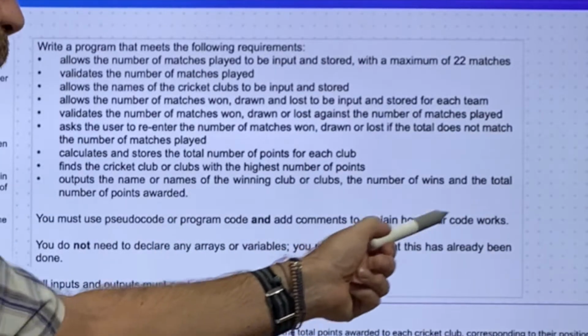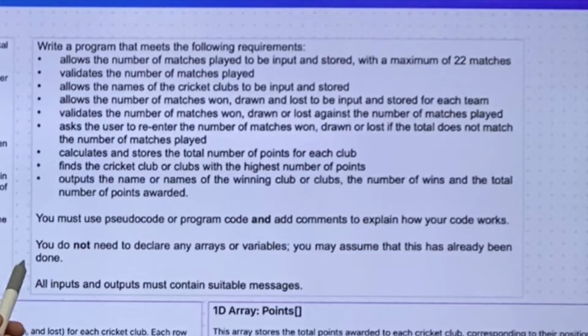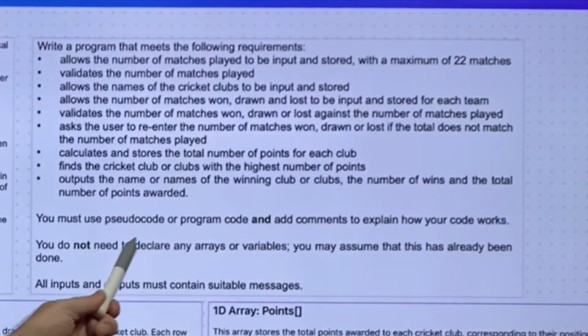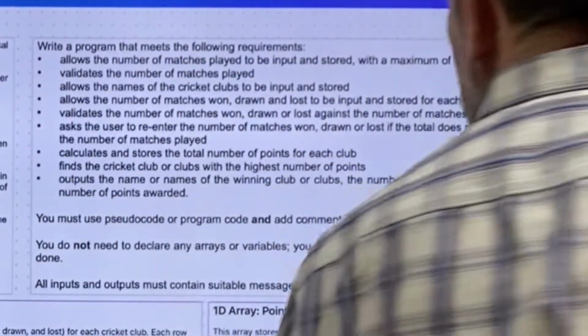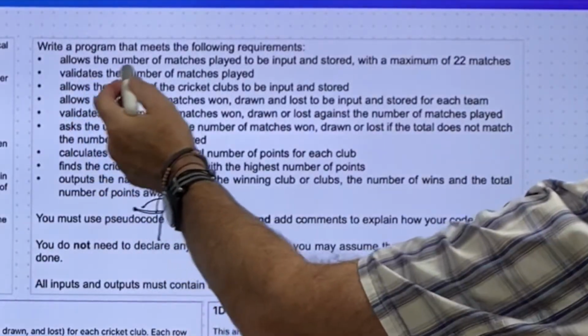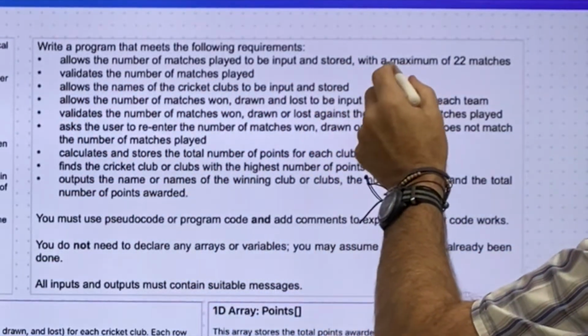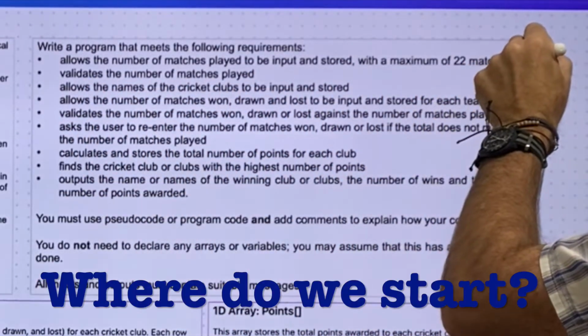And add comments to explain how your code works. You do not need to declare any arrays or variables. You may assume that these have been done already, but you need to produce suitable messages for all the inputs and outputs contained. So, we'll start. Allow the number of matches played to be inputted and stored, with a maximum of 22 matches.